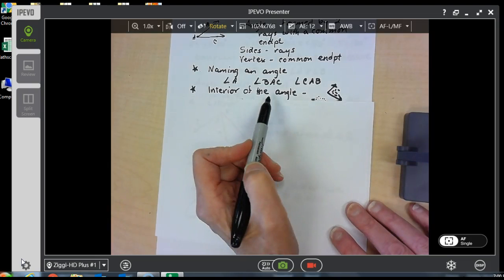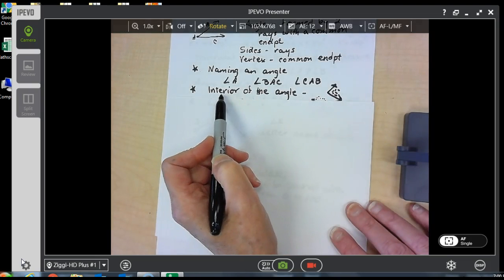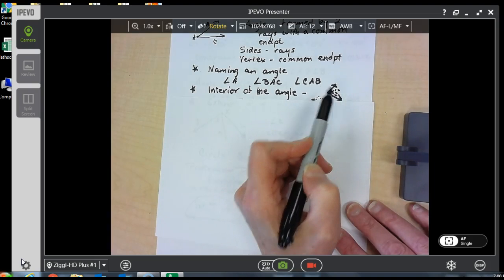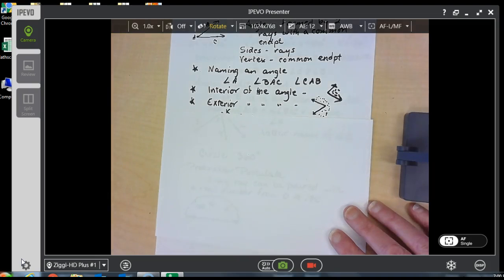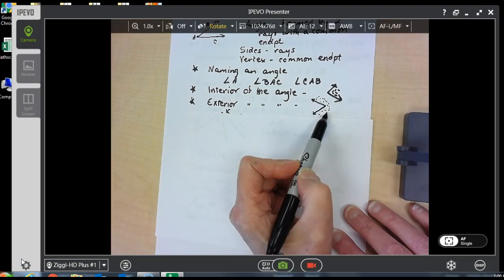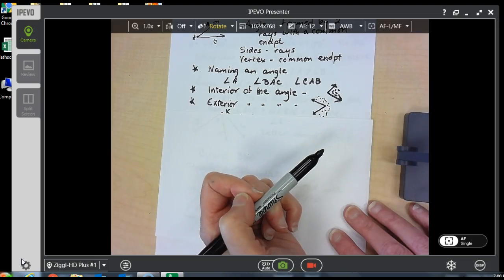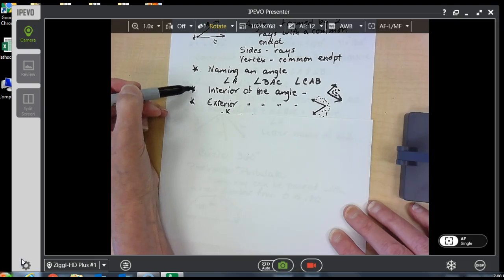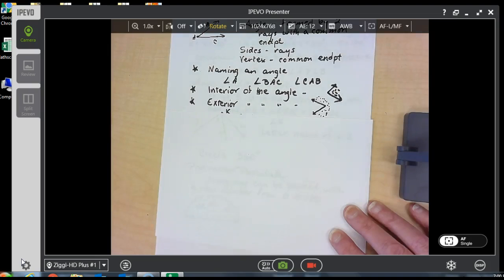Interior of an angle: when we're talking about interior, it's what's inside of the angle, between the two rays. When we talk about exterior, it's on the outside of the two rays, not between them. So those are all important things to remember, because we'll talk about interior and exterior of other angles a lot.